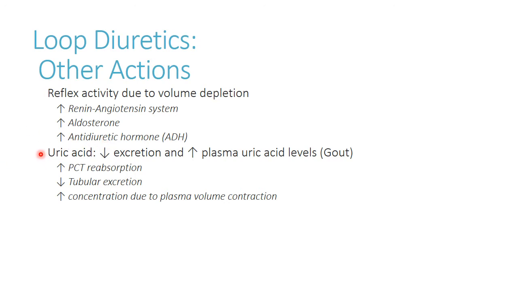So the other thing you're going to see is decreased excretion of uric acid. I think you guys probably just talked about this yesterday, right? And with gout and whatnot. Yeah, so with diuretics, you end up seeing increased plasma uric acid levels, which could predispose you to gout. Or if you have a history of gout, this could worsen that as well.